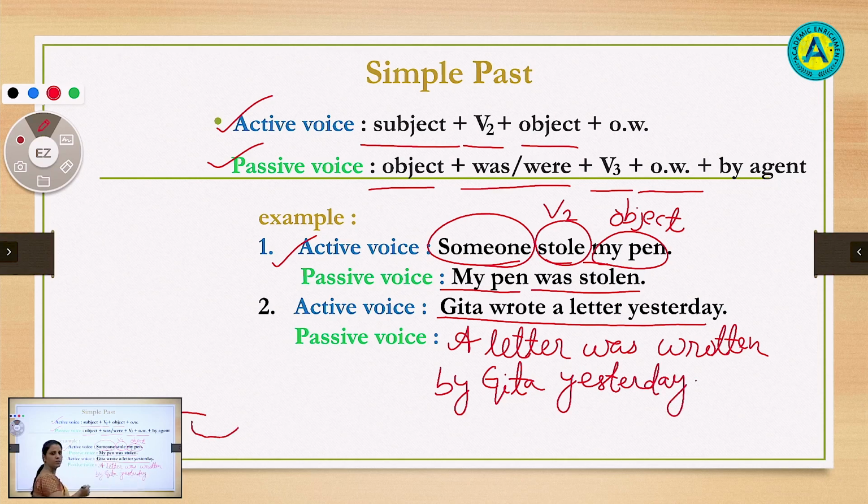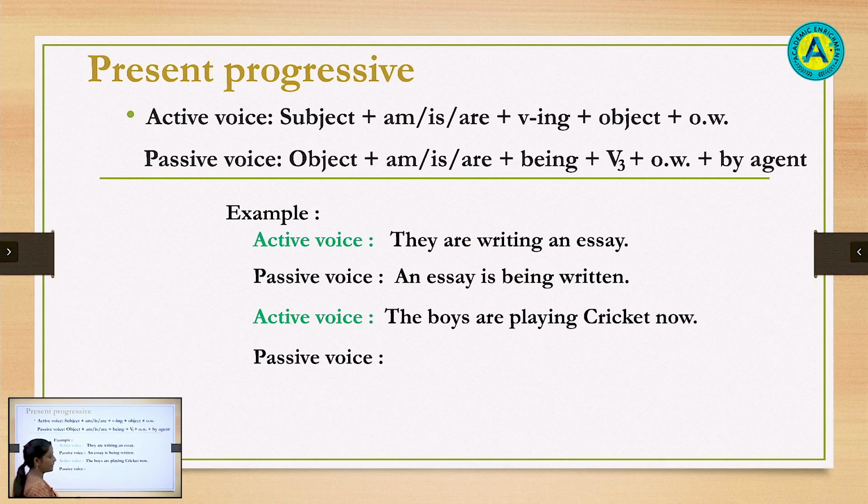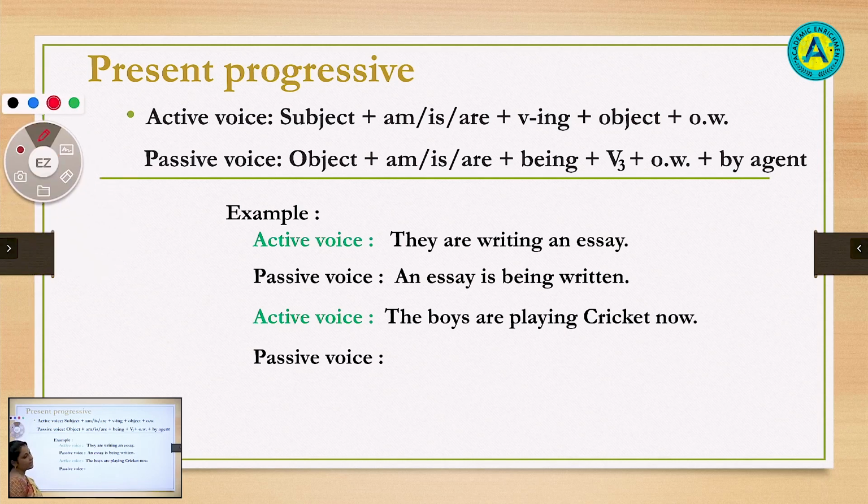Here we use by agent because Geeta is a proper noun. Next, present progressive. Let's discuss what are the structures of present progressive in active voice and passive voice. The structure of present progressive in active voice is subject followed by am/is/are followed by verb-ing followed by object followed by other words.